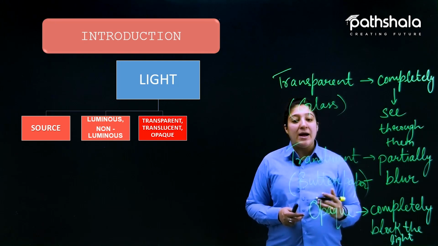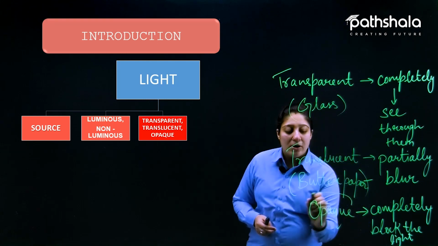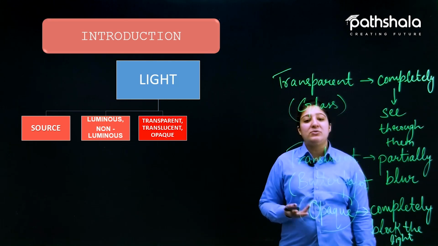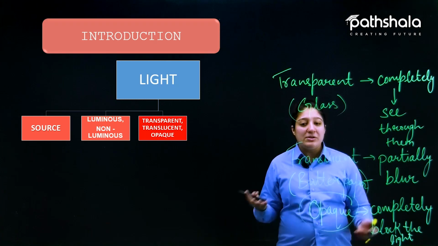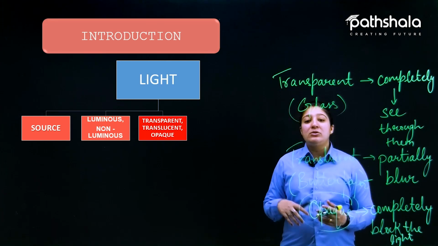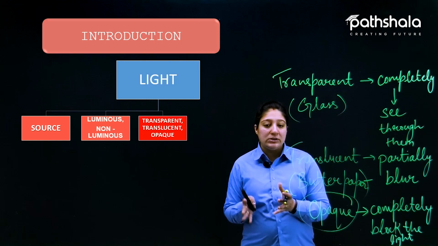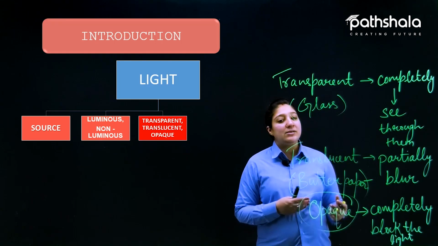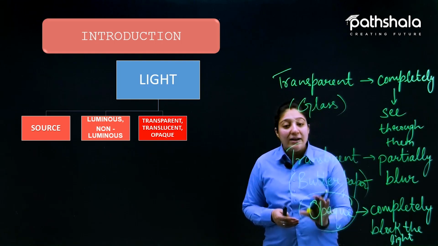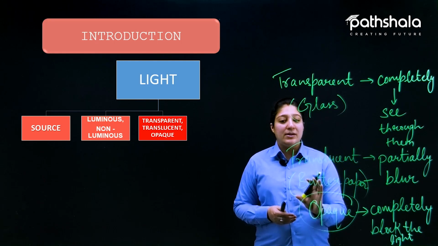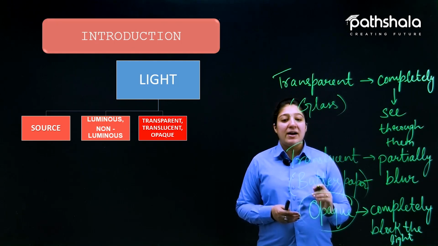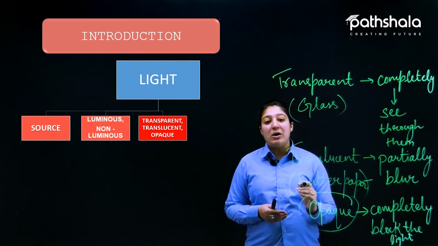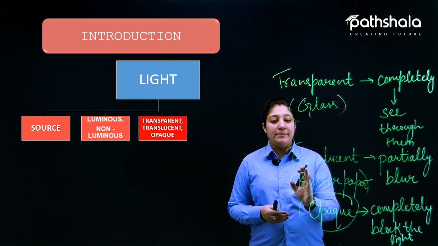Now if I talk about opaque objects, what opaque objects can you see around you? The most important is walls. You won't be able to see through a brick wall, not the glass wall, right? A glass wall is transparent, but what is a brick wall? You won't be able to see the things present behind it. So those types of things are opaque things. That is how objects are classified into three types on the basis of the amount of light they pass through them.